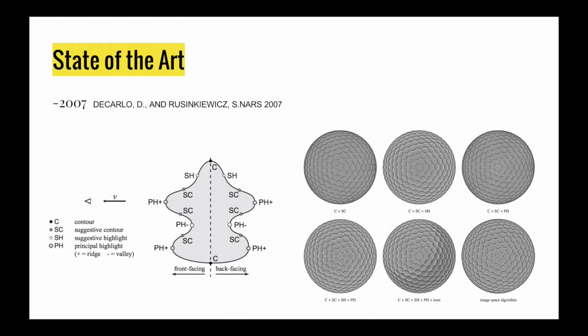In 2007, DeCarlo, based on his work from 2003 on suggestive contours, developed a new technique called suggestive highlights, which has the same concept as the suggestive contour, but puts the highlight into the computation process as well. On the left is a figure which demonstrates the concept, and on the right is the outcome of the technique, also a combination of different methods.